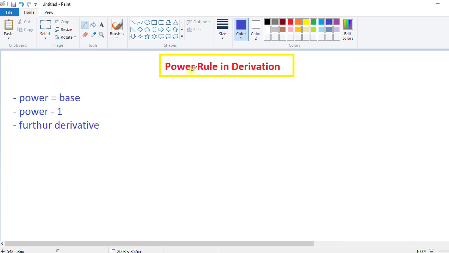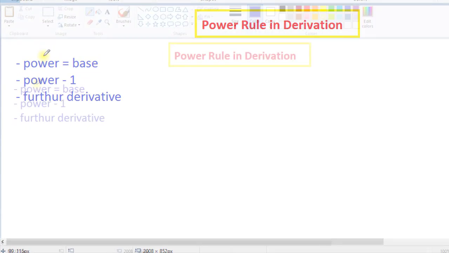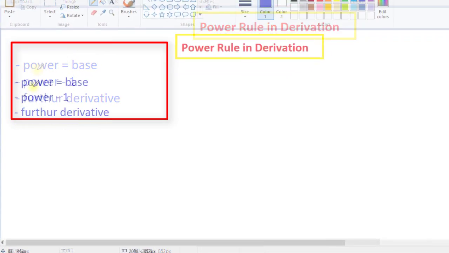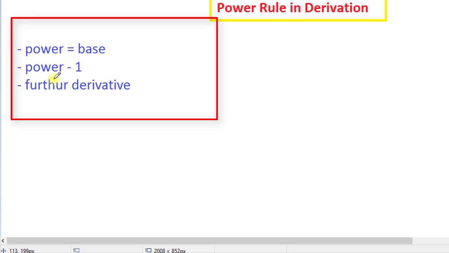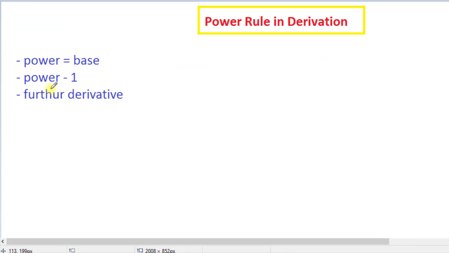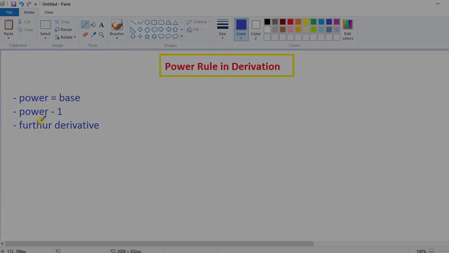The product rule in derivation. So the rule will be in 3 steps. Number 1 step is change the power into base, subtract 1 from the power and take further derivative. I know you have not understood it, so I will give you an example. So let's solve an example.